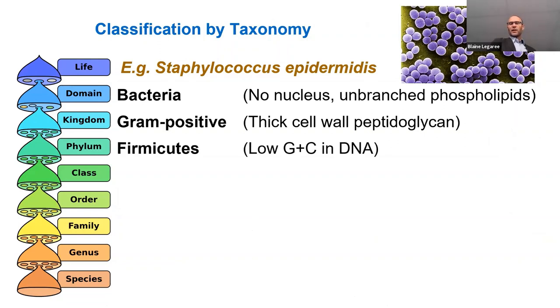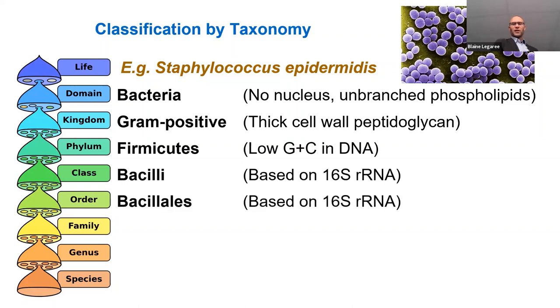Firmicutes, low G and C in the DNA. So I'm not sure exactly how people figured this out, but people were looking at genomes and realized that some organisms have more G and C, and I guess that ended up being a characteristic that makes these ones separate. Bacilli, based on the 16S ribosomal RNA gene. Bacillales, also based on the 16S ribosomal RNA gene.